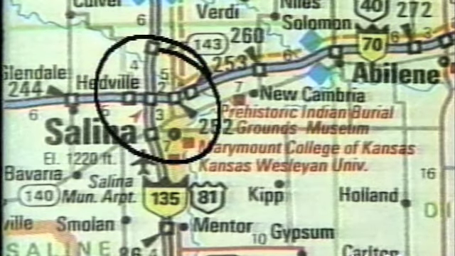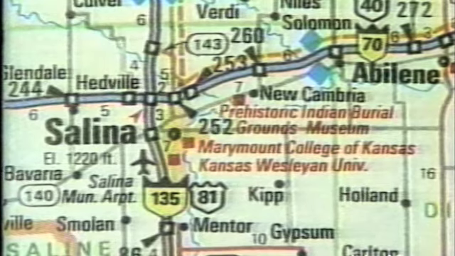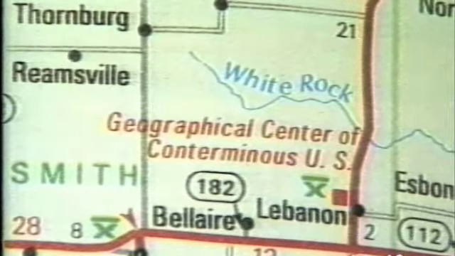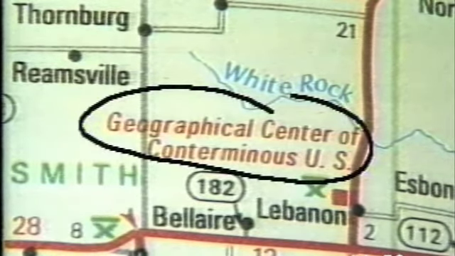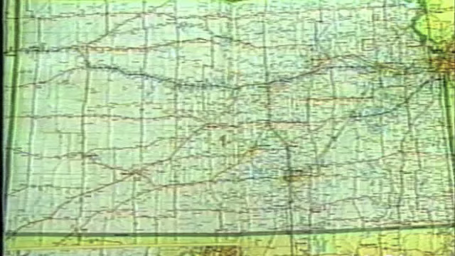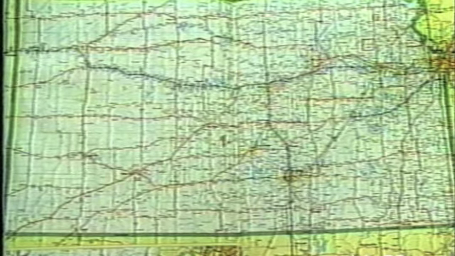Yes, I-135 crosses over I-70, just north of that city. What is the name of the point of interest just west of Lebanon? It is the geographical center of the continental U.S. As you can see, road maps are full of information about many things.